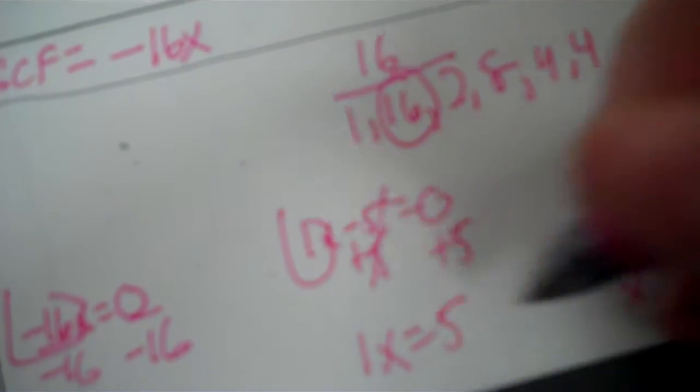So negative 16x could equal 0, or the 1x minus 5 could equal 0. So I just divide here by negative 16, and I get 0. You ever notice how 0 is the first answer? And that's not by coincidence, okay? So 1x equals 5. 5 is the other answer, okay?